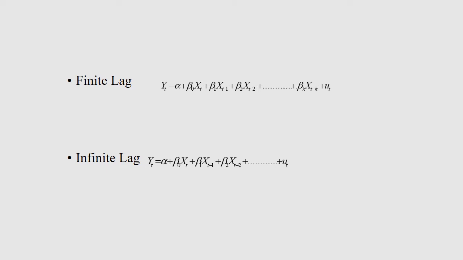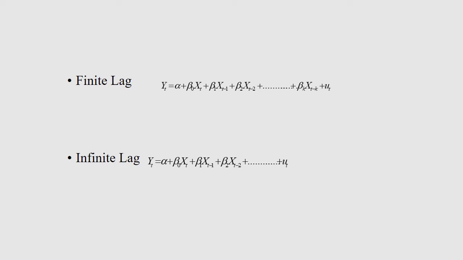Now lag model can be discussed in terms of finite lag or infinite lag. Now what is finite lag? You can see in the slide the equation is given here as yt equal to alpha plus beta naught xt plus beta 1 xt minus 1 plus beta 2 xt minus 2 plus dot dot up to beta k xt minus k plus ut. That means the lag is up to t minus k. So when the boundary is given, that means the series is a finite series. So this kind of lag model is known as finite lag.